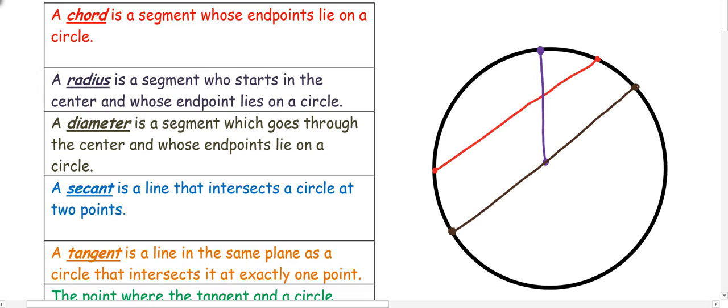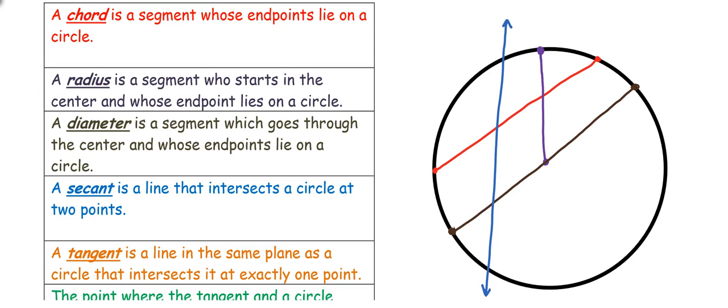A secant is a line that intersects the circle at two points. A secant doesn't have a start and an end point on the circle, it just passes through the circle, so it enters and exits the circle. So we have our secant entering and exiting the circle. It's going to have arrows because it's passing through. It's different than a chord because a chord stops on the circle.